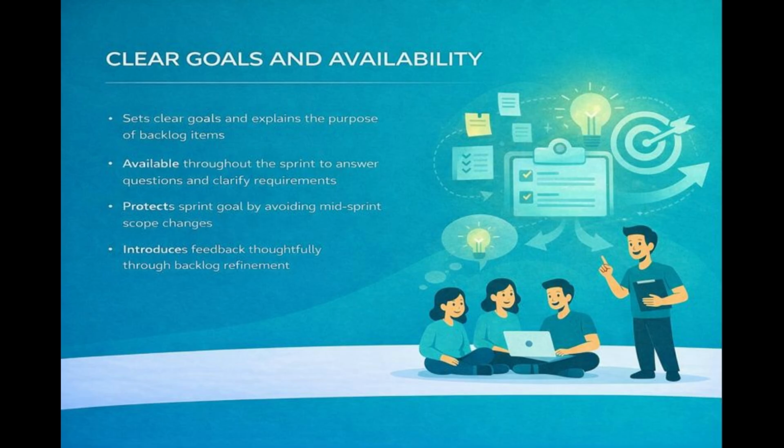An effective product owner inspires the team by defining clear goals and explaining the purpose behind each backlog item. They remain accessible throughout the sprint to answer questions, clarify requirements, and support quick decision-making. In return for the team's focus during a sprint, the product owner protects the sprint goal by avoiding mid-sprint scope changes. Feedback and new ideas are welcome, but they are introduced thoughtfully through backlog refinement rather than disrupting active work.